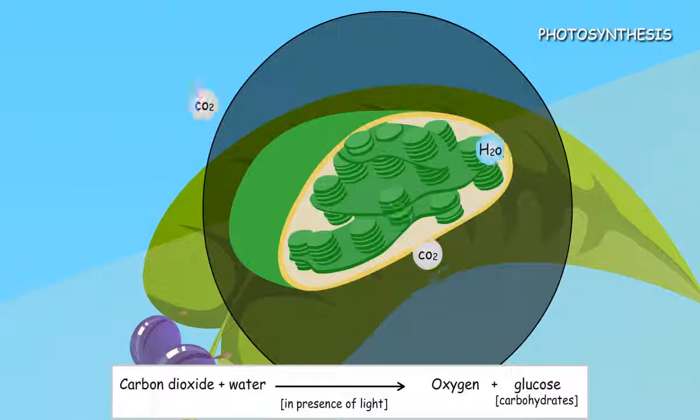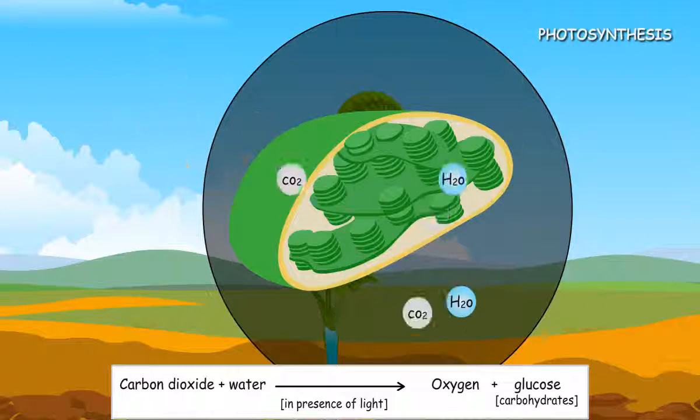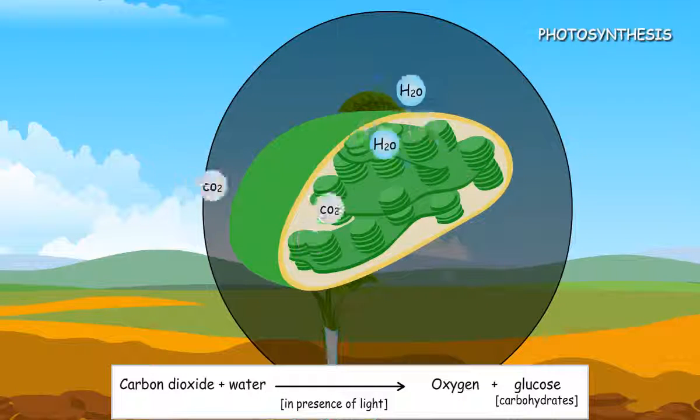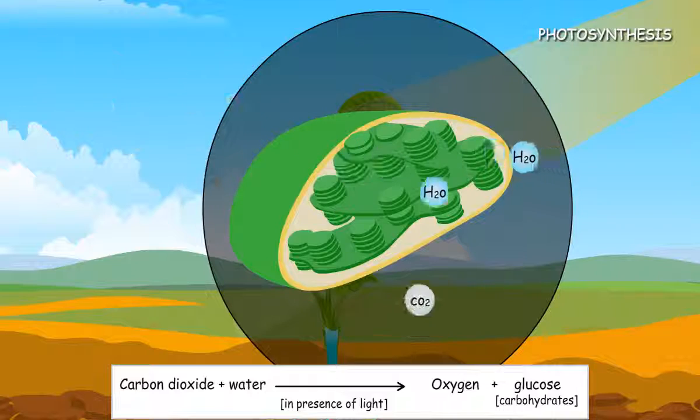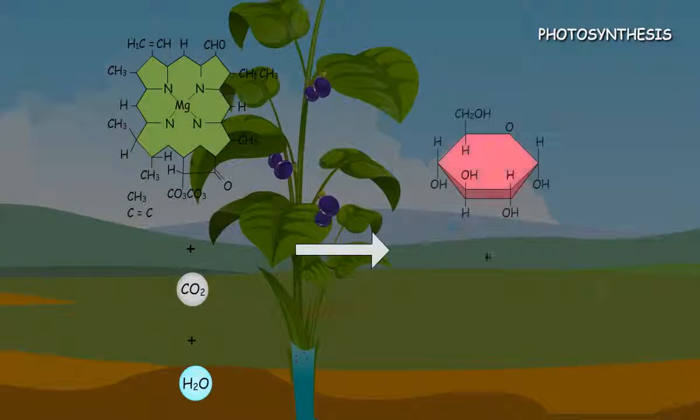Carbon dioxide plus water, in the presence of light energy, results in oxygen plus glucose or carbohydrates. The products formed are glucose and oxygen. Carbohydrates, which are a form of glucose, are synthesized from carbon dioxide and water. Glucose is used by the plants for their growth.